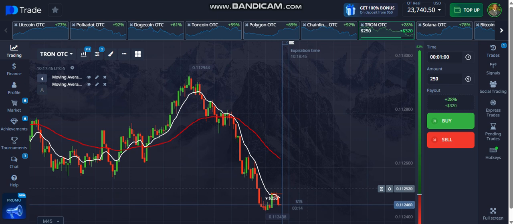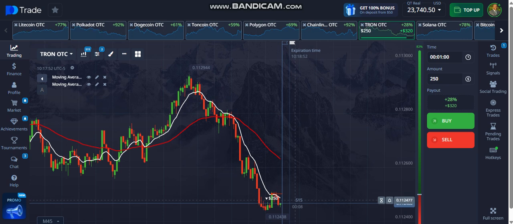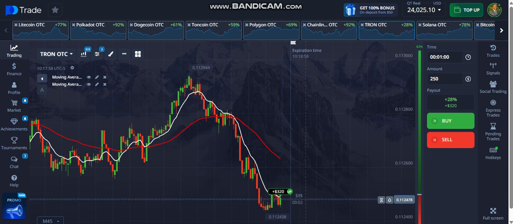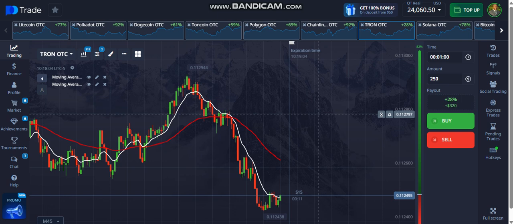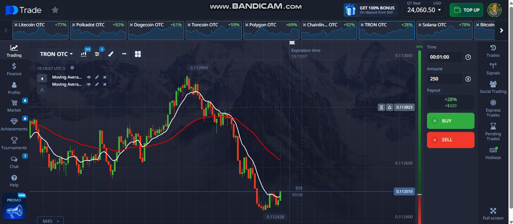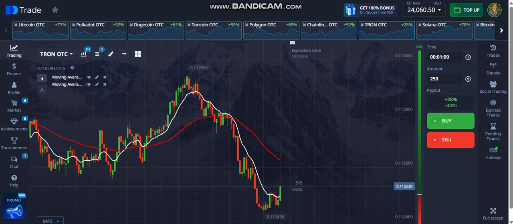All right, so let's look at this trade. The price respected that 10 EMA line, and so let's monitor this trade. Okay, we won this trade. Okay, and I'm risking about 1% of my capital. All right, so let's pause the video and look for another trade.